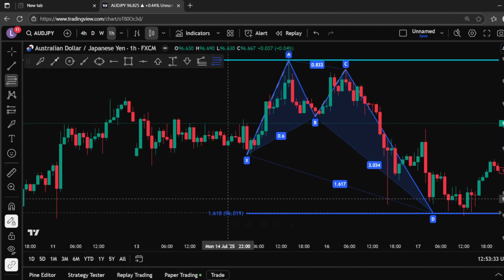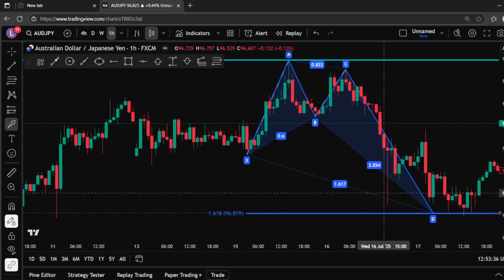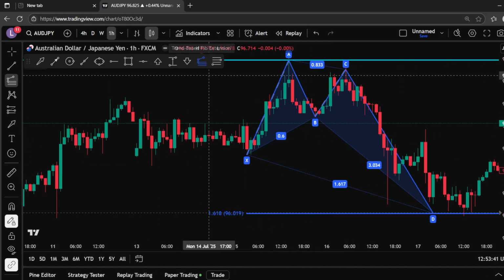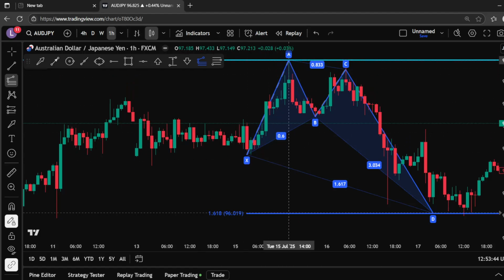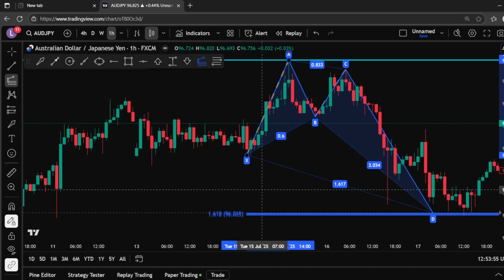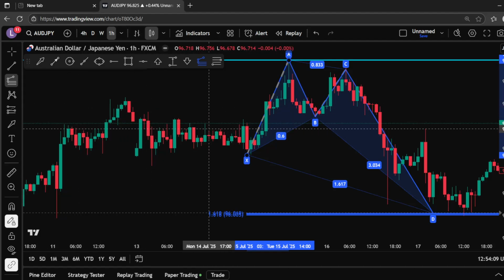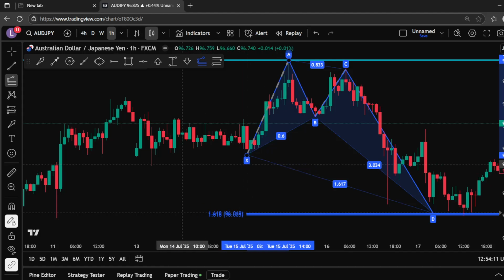And then to measure the D completion leg, all we need to do is get the fib extension, and then you measure from the top, your A, to your X, back to A. Okay, and then we said that we need to go long between 1.618 and 2.0.